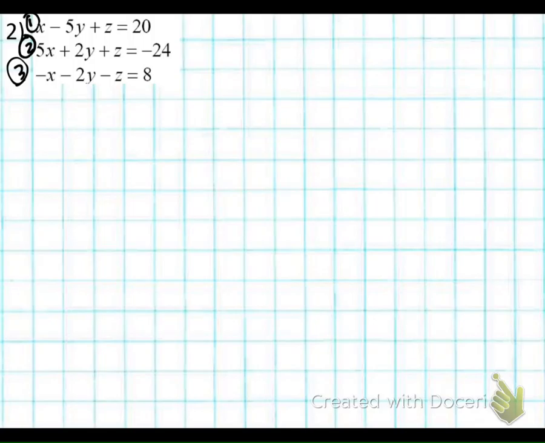And then if I look closer at equations 2 and 3, I see that I have a plus 2y plus z in equation 2 and a negative 2y minus z in equation 3. So I'm thinking if I add those two equations together, I'm going to get two variables canceling out again, like the last problem. So I'm going to go ahead and start with that. I'll rewrite these equations.